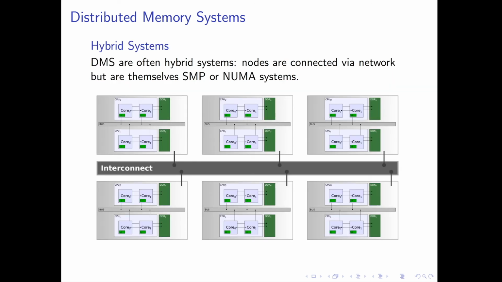DMSs are often hybrid systems, or it's quite common that they're a hybrid system. Like when you have a PC cluster of commodity compute nodes, then it's highly likely that each individual compute node again is a NUMA system, or at least an SMP system. And this makes them hybrid systems in a sense as that you have shared memory architectures or NUMA architectures on the per node level, and then you have some type of interconnect. And I'm indicating a bus here, but it's not necessarily a bus. The topologies might be different.